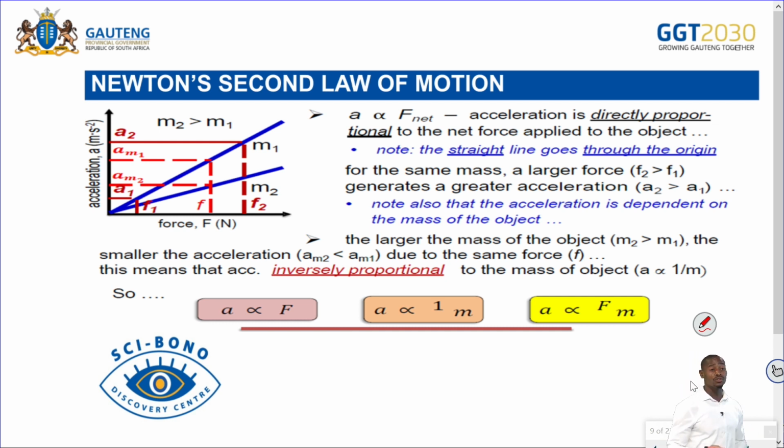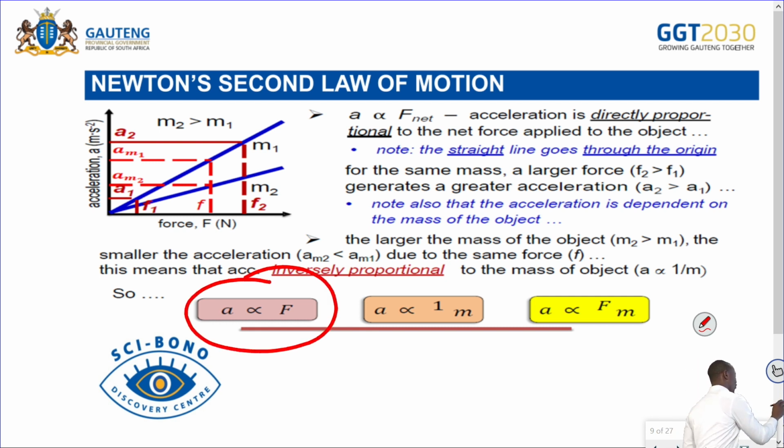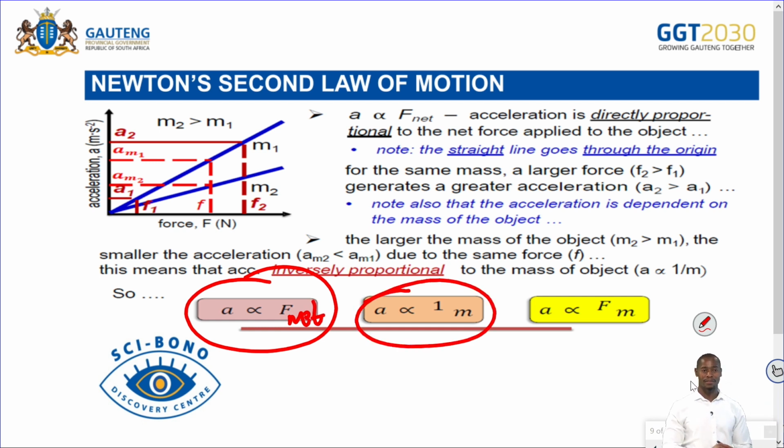So according to Newton's second law, acceleration is directly proportional to the force, or the net force. And acceleration is inversely proportional to what? To the mass. All right. So that is the relationship between acceleration and the net force, and acceleration and the mass. So look at that graph.